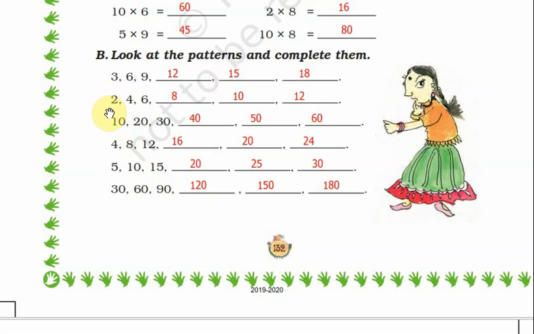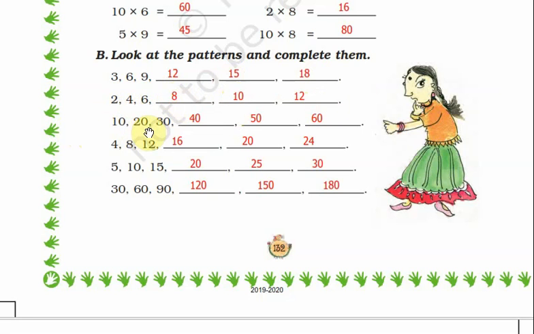Now moving on to the next one, 2 4 6. So this is the table of 2. You can see here 2 1s are 2, 2 2s are 4 and 2 3s are 6. So what will be the next one? Next one is 2 4s are 8, 2 5s are 10, 2 6s are 12.